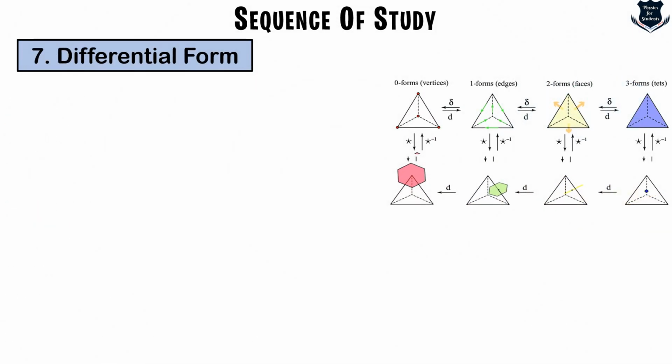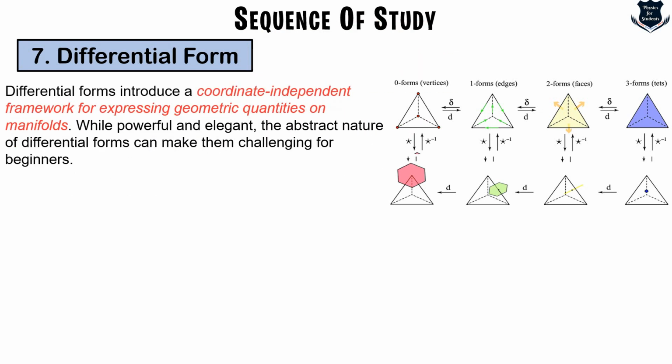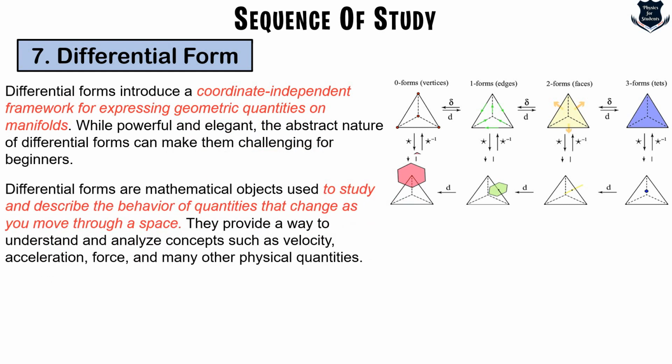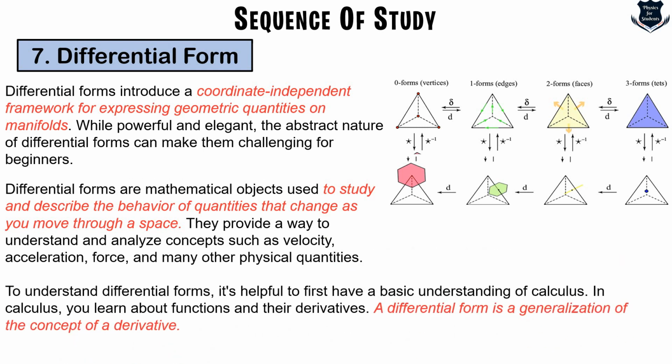The last one, which is a little bit complex, is the differential form. Differential forms introduce a concept called a coordinate independent framework, so that we can express geometric quantities on a manifold. We can say differential forms are mathematical objects to study and describe the behavior of quantities that change as you move through space.